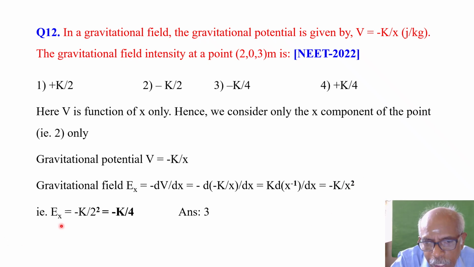So Ex is equal to minus K by x square. What is the value of x? 2. So 2 square, minus K by 4. So the gravitational field intensity at the point (2, 0, 3) is minus K by 4. Option 3 is the right answer.